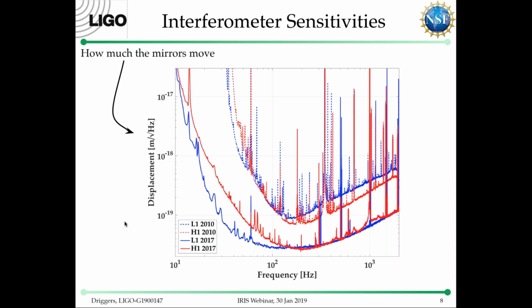Something that is interesting to note is that these really are meters on the y-axis. So our mirrors measured at 100 hertz are moving less than 10 to the minus 19 meters. This is less than 1,000th the diameter of a proton, and that's the sensitivity to which we are measuring our mirrors' motion. I should have noted in this plot that the red traces are the Hanford interferometer, H1, and the blue traces are the Livingston LIGO interferometer, L1.